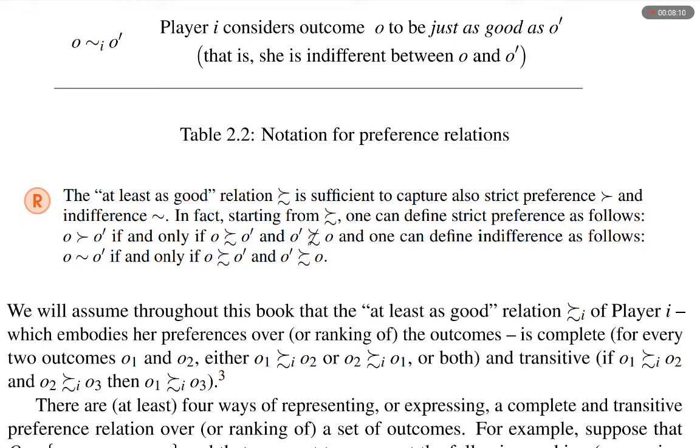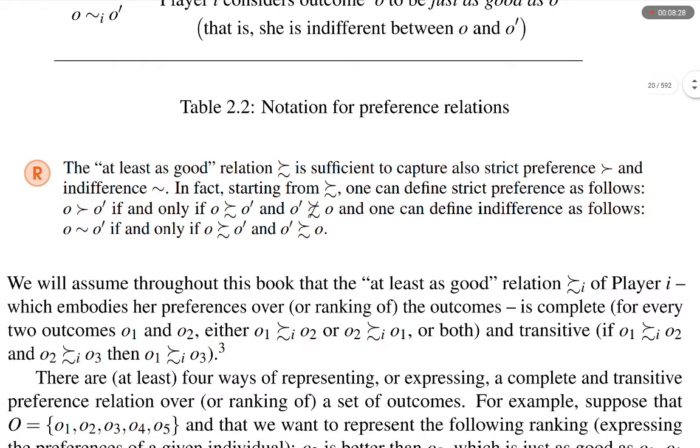O is better than O prime if and only if O is better than or just as good as O prime, and O prime is not better than or just as good as O. And one can define indifference as follows. O is just as good as O prime if and only if O is just as good as or better than O prime, and O prime is just as good as or better than O.